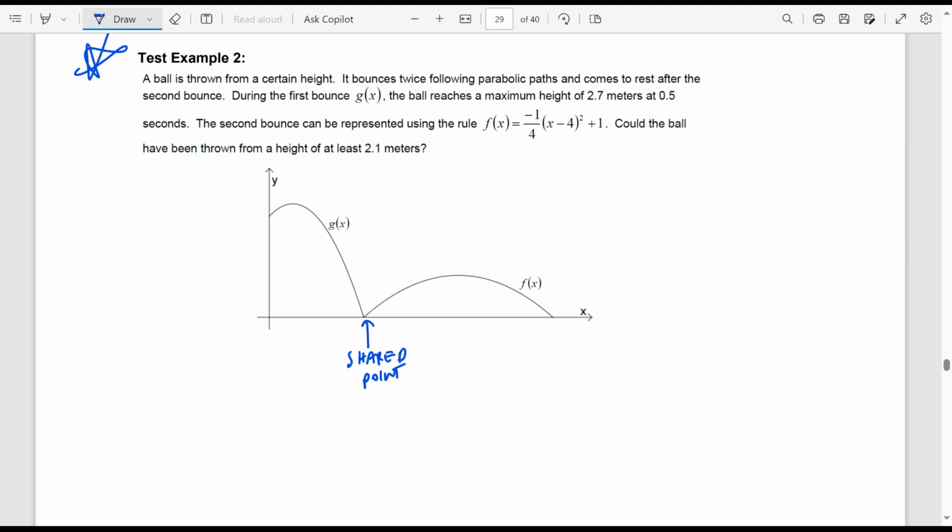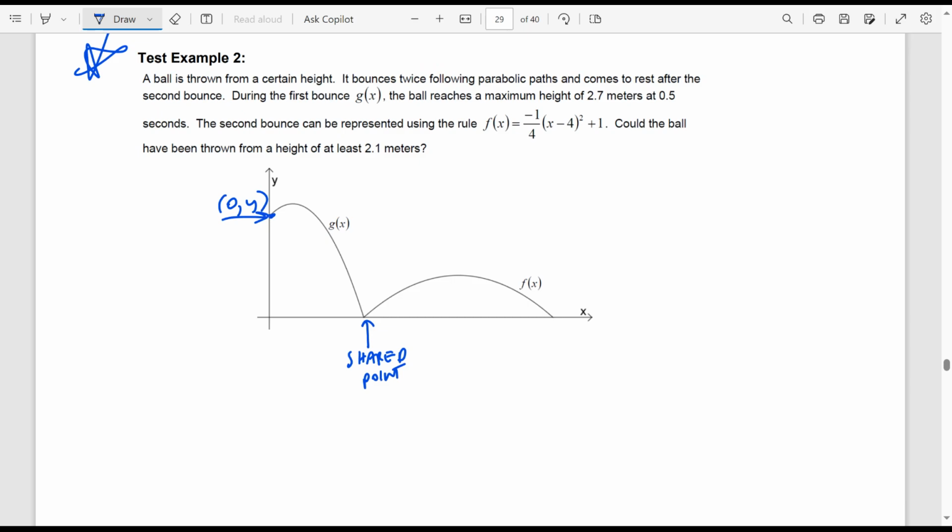It's asking me in the end, so I'm hoping you read the questions in full on your own, could the ball have been thrown from a height of at least 2.1 meters? Really, all it's asking is, what is the height of this guy when my y is 0? Or sorry, when my x is 0? Because that's the y-intercept. That's where it's being thrown from, right?